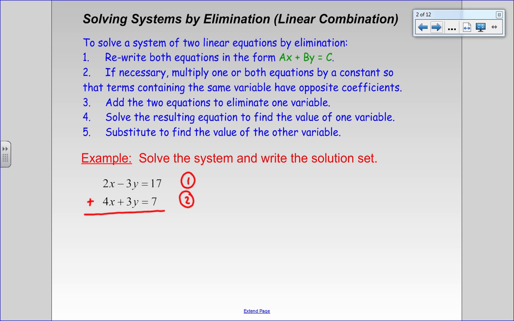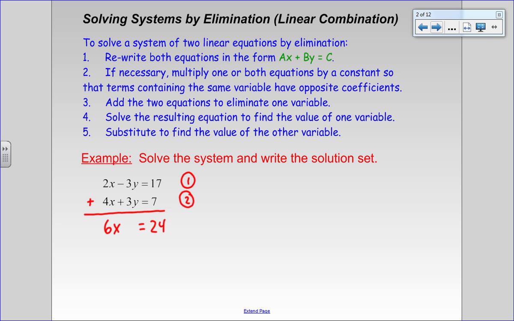On the left-hand side, we add 2x plus 4x, and we have 6x, and then we add -3y and +3y to obtain 0. On the right-hand side, 17 plus 7 is 24. Now it's important to note that this step of adding these two equations together is valid because of the addition property of equality. Equation 2 is saying that the expression 4x plus 3y is equivalent to the number 7. So we can add that expression on the left-hand side of equation 1 while adding the number 7 on the right-hand side of equation number 1.